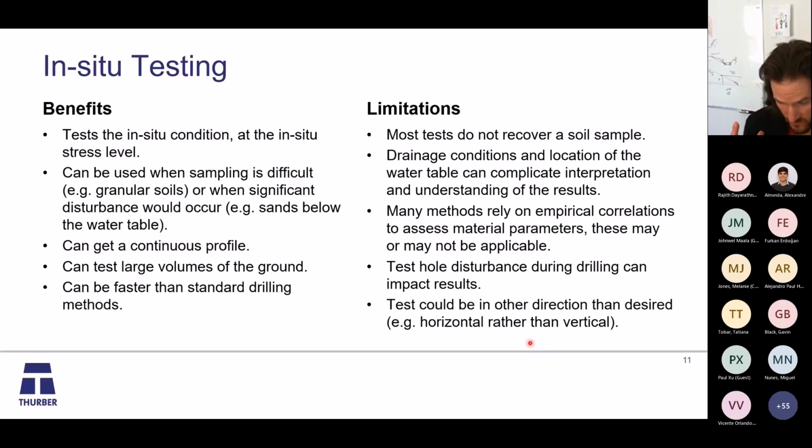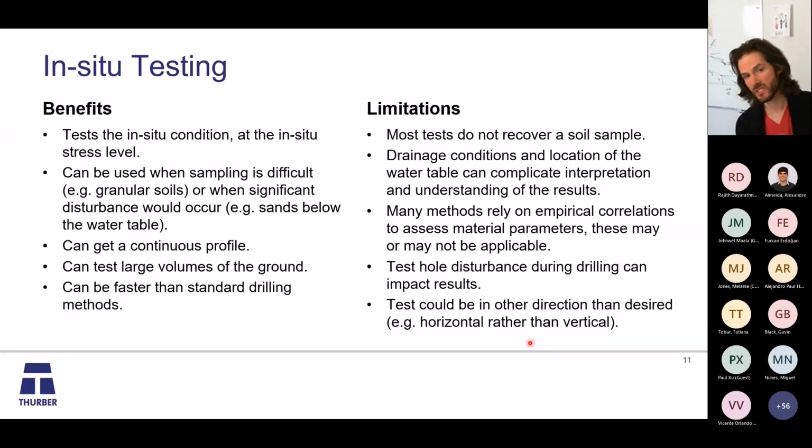When we think of in situ testing, the benefits are we're testing the in situ condition, at the in situ stress level. We can use this when sampling is difficult, granular soils, or when we think significant disturbance would occur, and there's sands below the water table. Depending on if we're using cone, we can get a continuous profile. Some of these methods test a large volume of the ground, much larger than we can test from samples brought back to the lab. And we can do this faster than standard drilling methods.